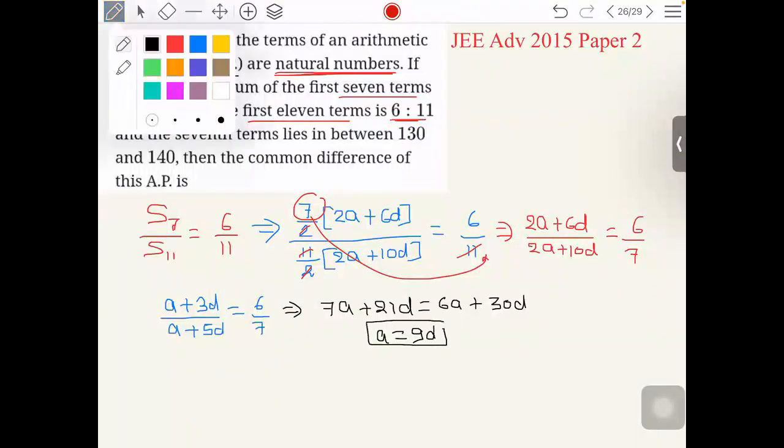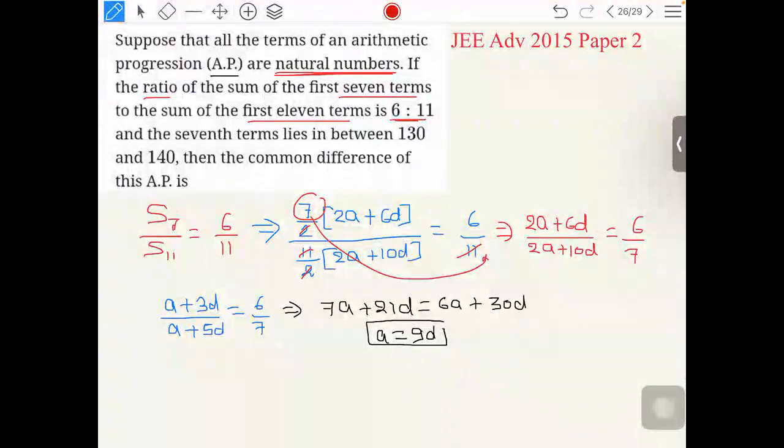Now read the question further. 6/11 यहाँ तक हमने decode कर लिया. उसके बाद क्या है? And the 7th term lies in between 130 and 140. 7th term क्या होगा? T7 is equal to A plus 6D. Instead of A, we can replace with 9D. So we'll get 9D plus 6D or 15D. ये हो गया 7th term.